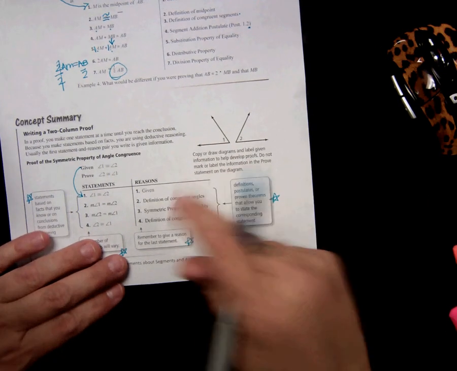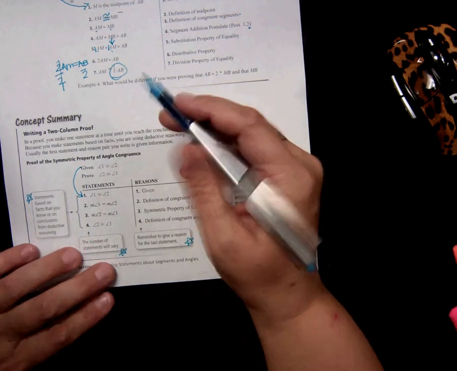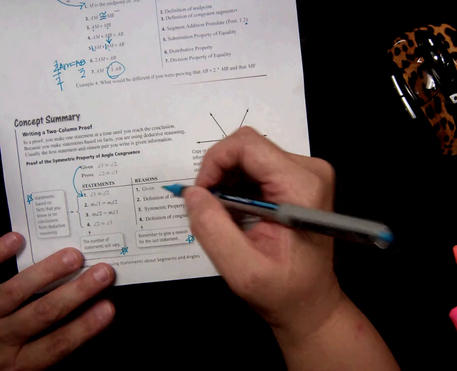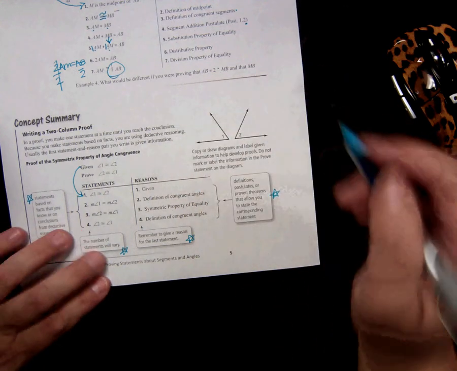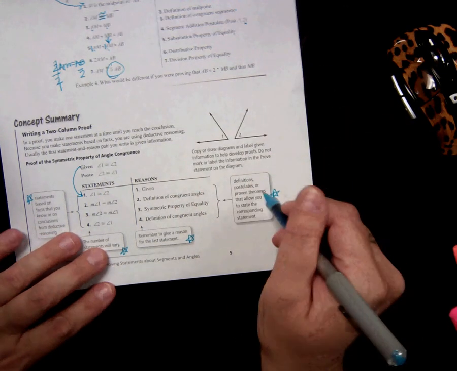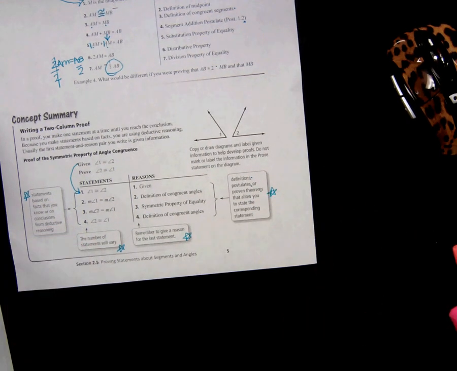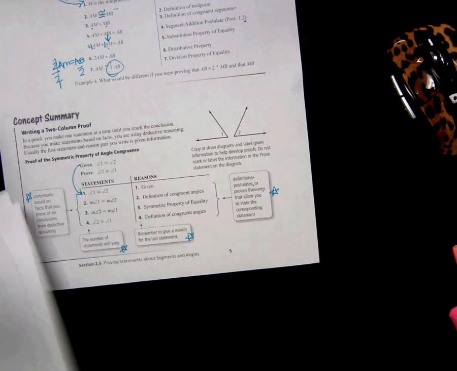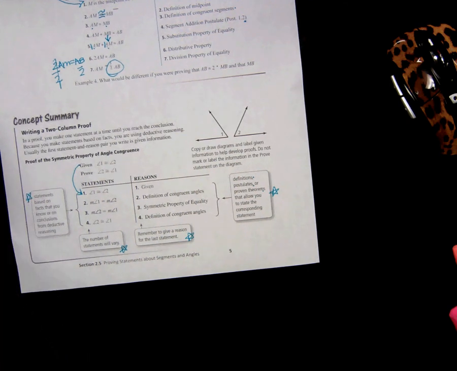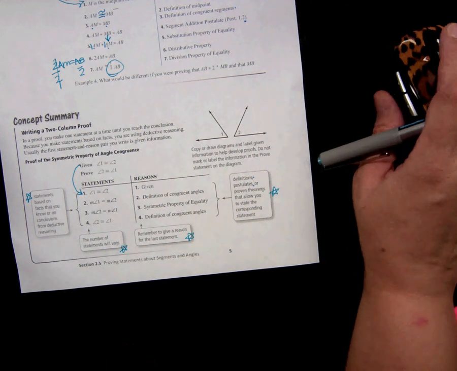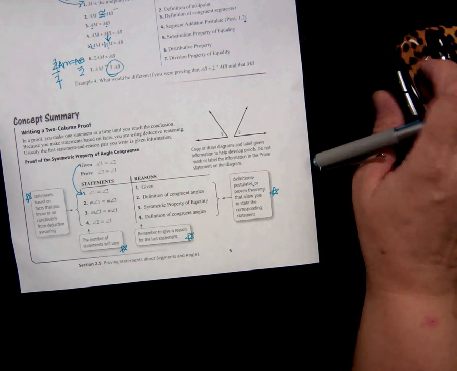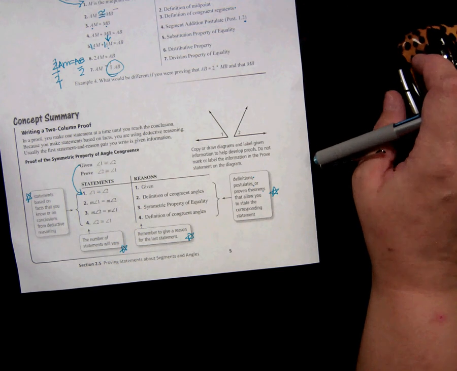The reason you're given is for the last statement. And your reasons are always going to be definitions, postulates, or proven theorems, or properties you know that are true. It might seem like a lot and seem like it's hard to do, but you will get lots of practice on these. Don't freak out. It'll be okay. Just practice and ask questions.